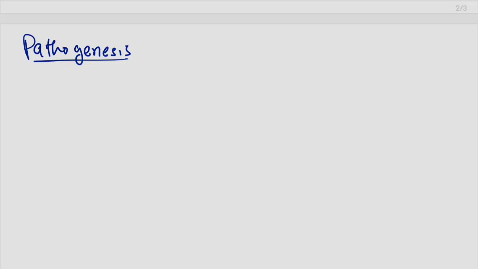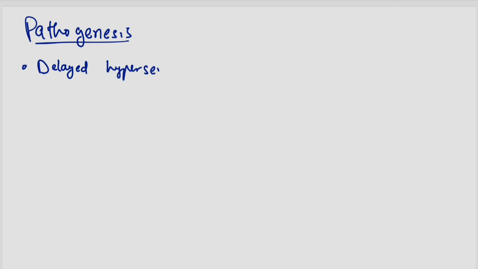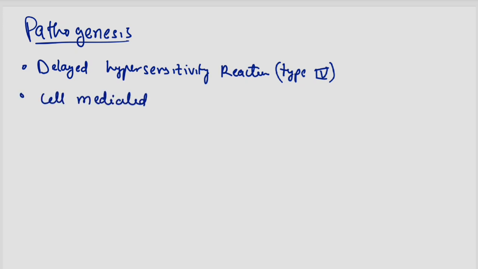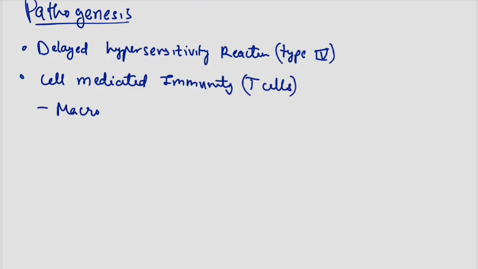Now let's discuss the pathogenesis. In tuberculosis, the main thing we see is a delayed hypersensitivity reaction, that is type 4, and this is mediated by cell mediated immunity. So the main role is played by cell mediated immunity, including the T lymphocytes, T cells. In this type 4 hypersensitivity reaction, macrophages also play an important role as well as T lymphocytes.